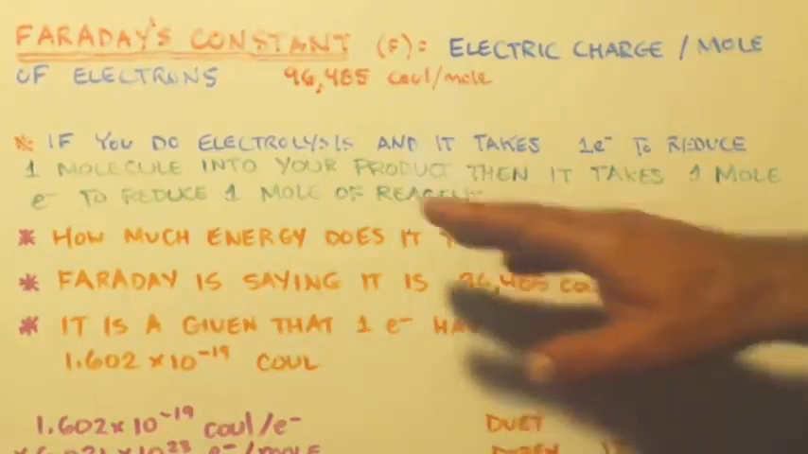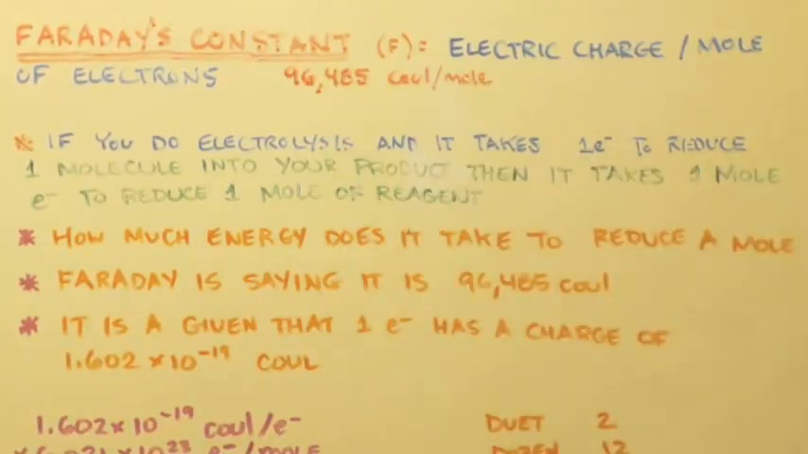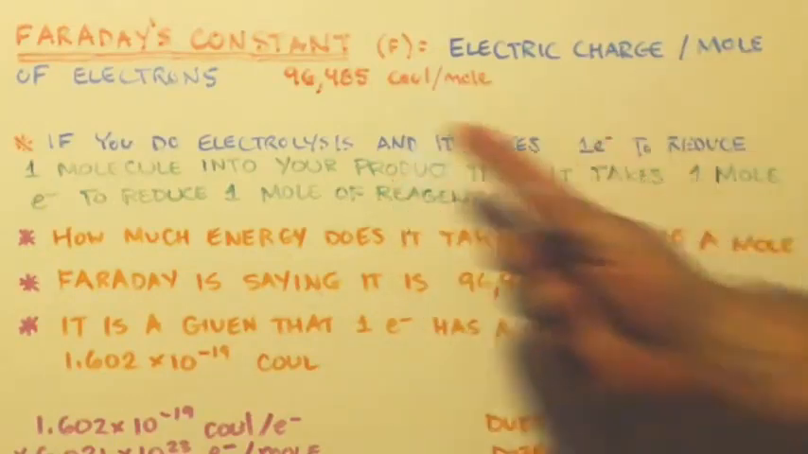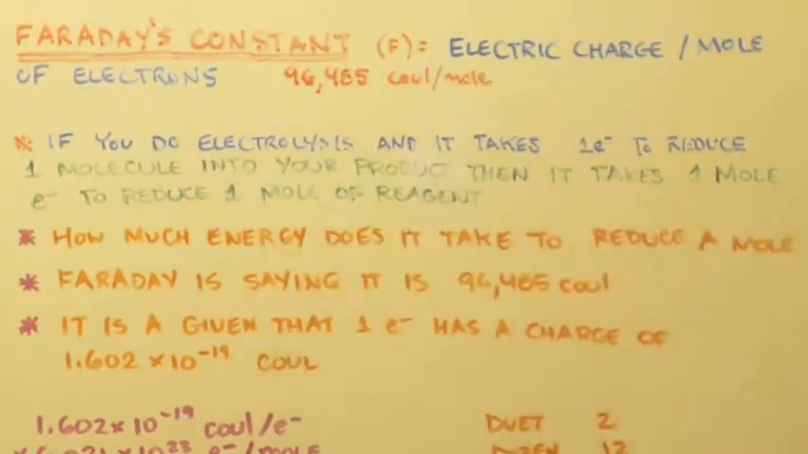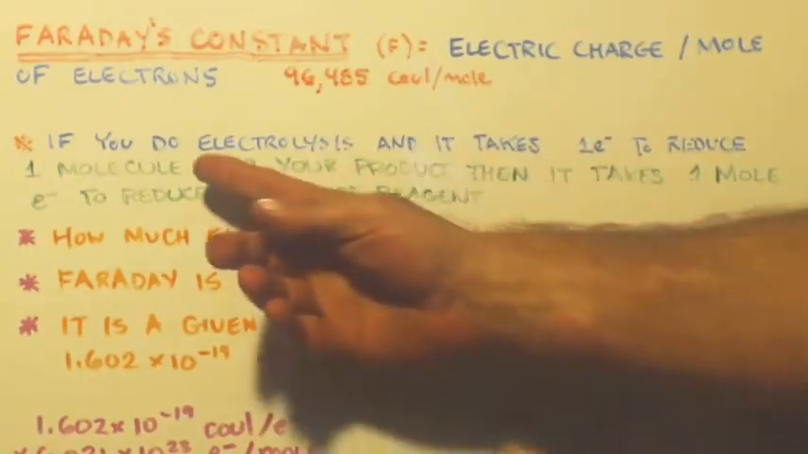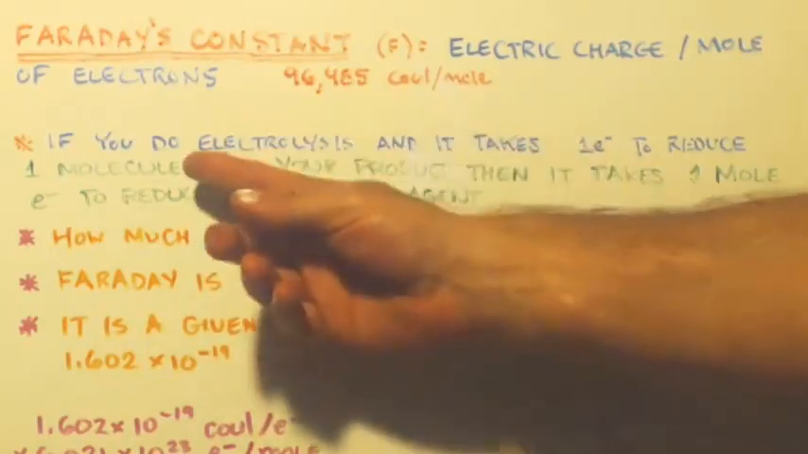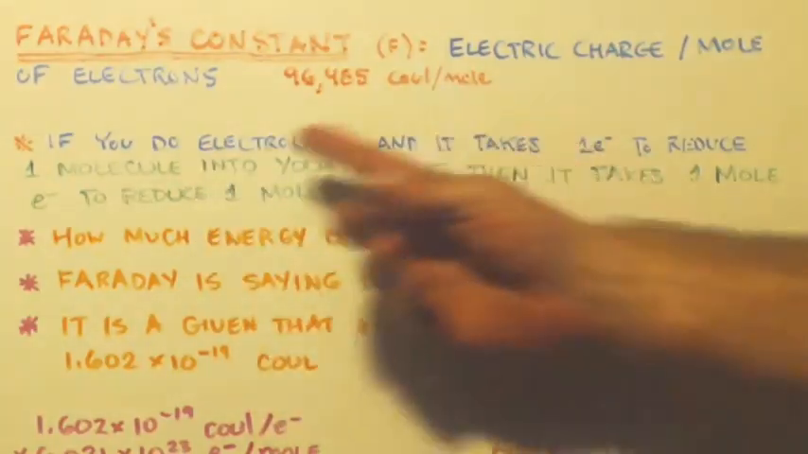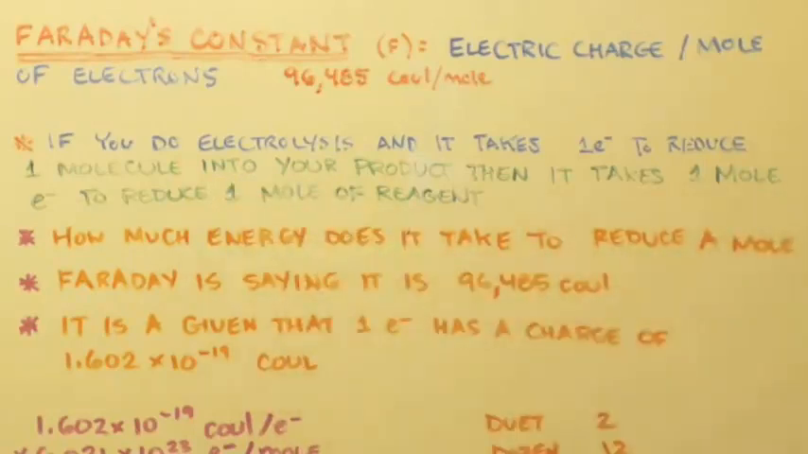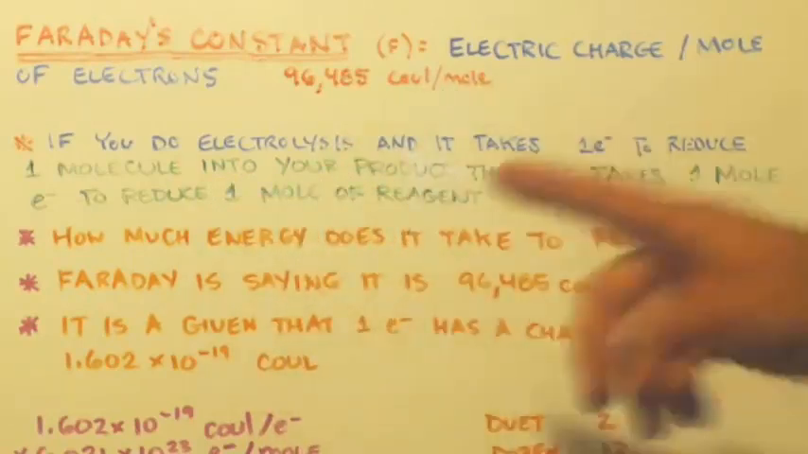But let's say you're doing electrolysis and it takes one electron to reduce one molecule into your product. Okay? If it takes one electron to do that, then it takes 1 mole of electrons to reduce 1 mole of reagent, right? Because if you have a 1 per 1 on the mole and the electron, you have the same amount. If you have a dozen electrons, then it'll reduce a dozen molecules. If you have a mole of electrons, it'll reduce a mole of molecules.